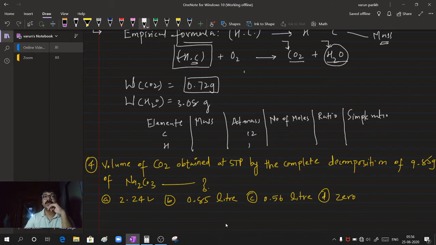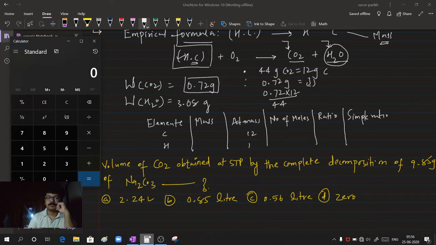How can you find it? Simple step. The molecular mass of CO2 is 44. 44 gram of CO2 contains 12 gram of carbon as per the molecular mass. So 0.72 gram contains how much carbon? 0.72 multiplied by 12 divided by 44. Let's see what it comes to. It comes to 0.19.